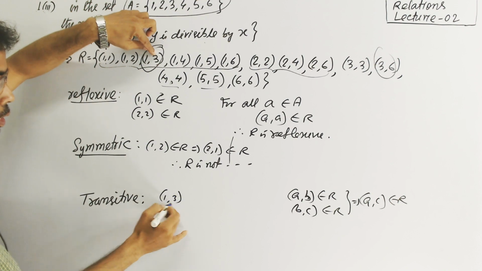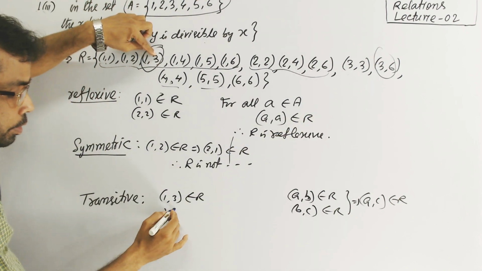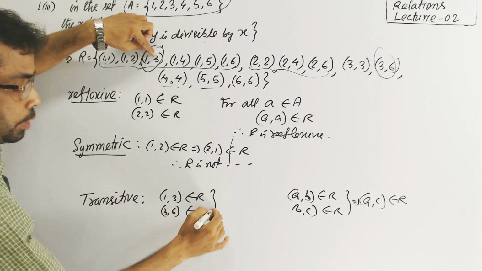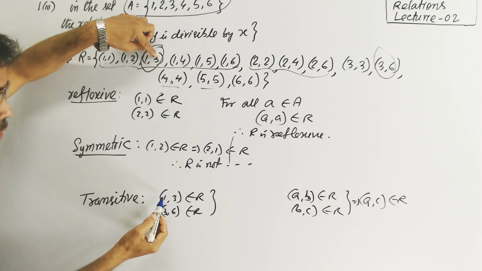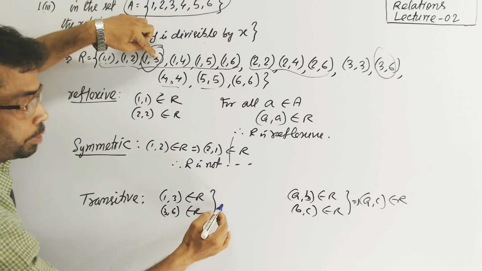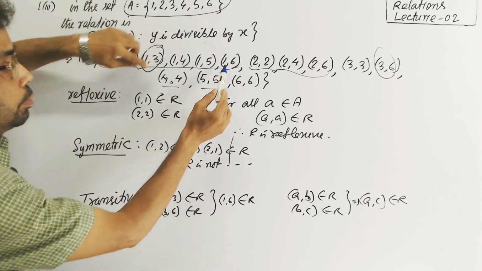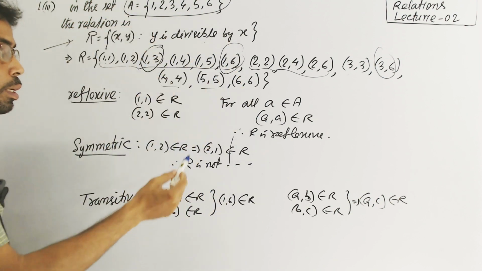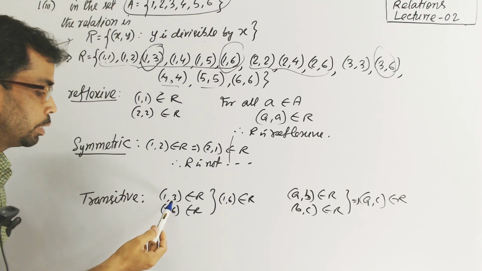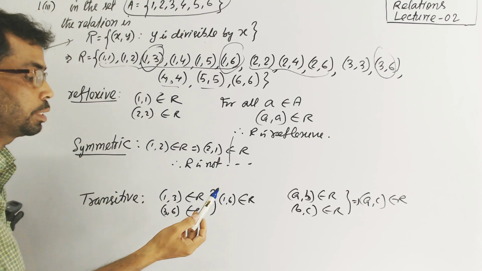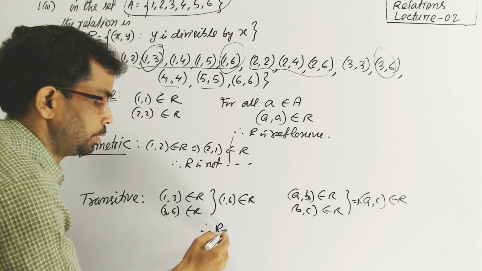(1, 3) is in the relation, and starting with 3, the pair (3, 6) is in the relation. The middle one, 3, is common in both, so the pair made by the first and the last, that means (1, 6), must be in the relation, and it is there. Similarly, if we take any two pairs like this in which the middle element is common, then the first and last are there in the relation, we can observe, and hence the relation R is transitive.